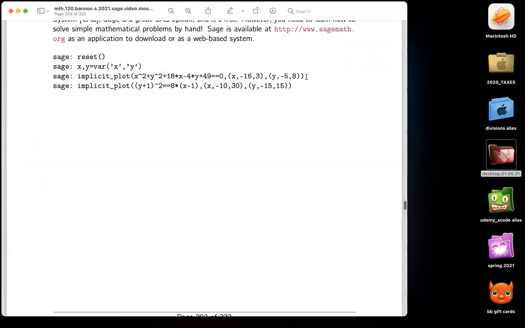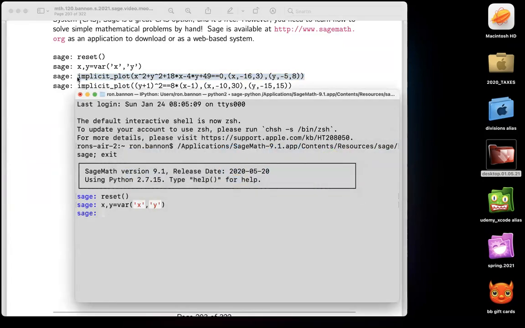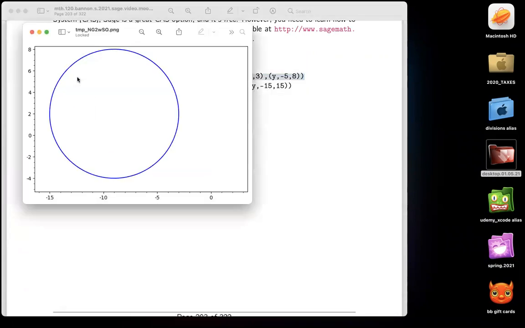I'm getting a little tired. Again, you can hear me say this over and over again. Yeah, I typed this stuff in. But I'm going to copy paste. All right, implicit plot. What does it do? It gives me something. It gives me a circle.